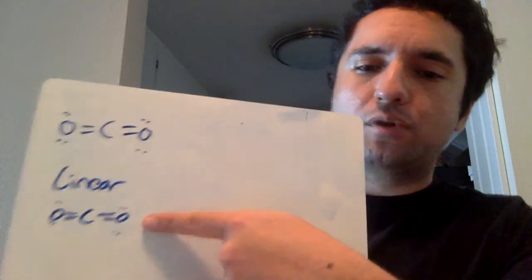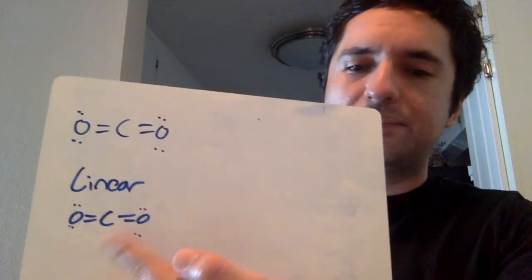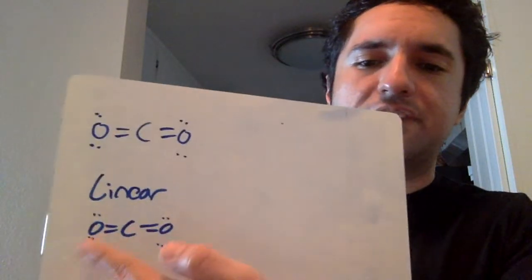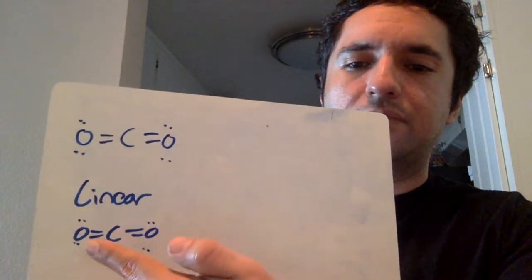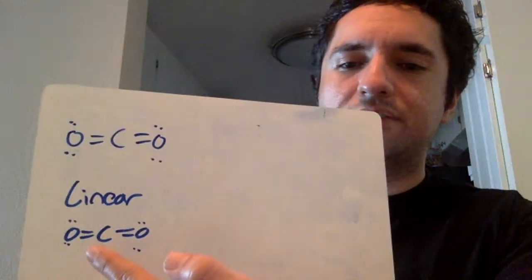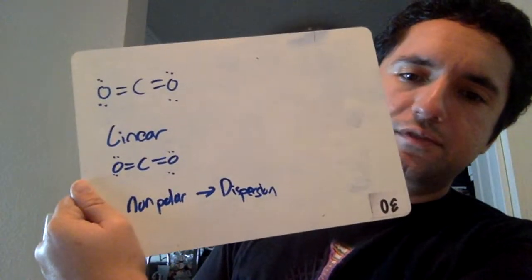Now to look at the polarity, carbon is surrounded by oxygen and oxygen. It's the same exact element, and it has the same number of lone pairs here and the same number of lone pairs over there. So 2 lone pairs, a double bond, another double bond. So there's symmetry here. This one would be nonpolar. And so the only intermolecular force for nonpolar molecules is dispersion. So it's going to be a dispersion force for CO2. So that's the third one.